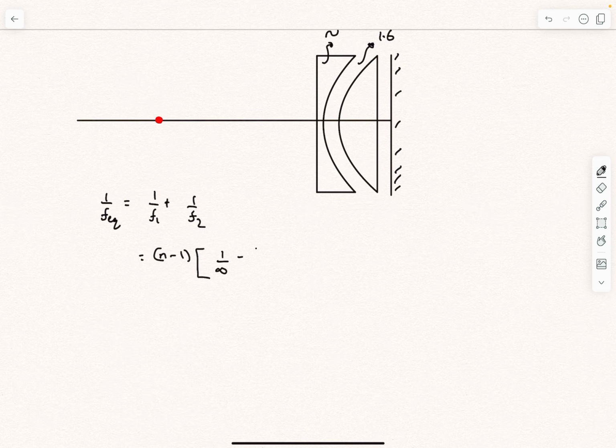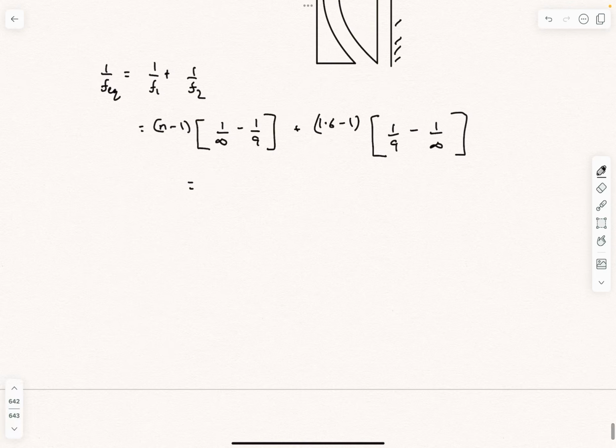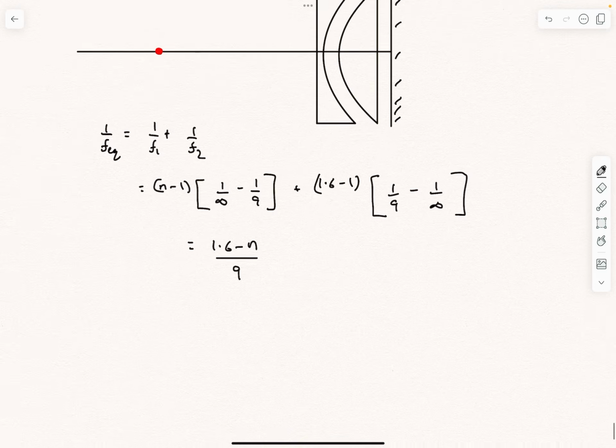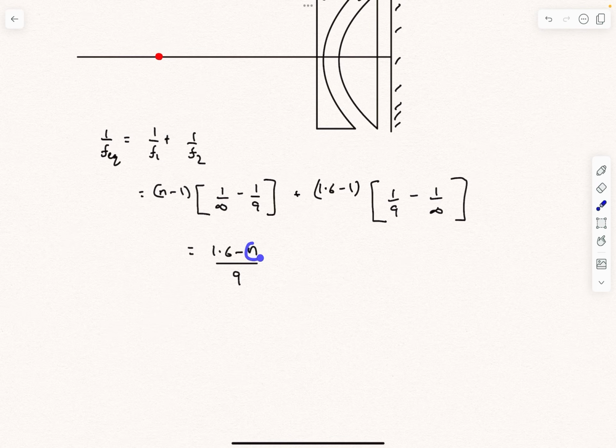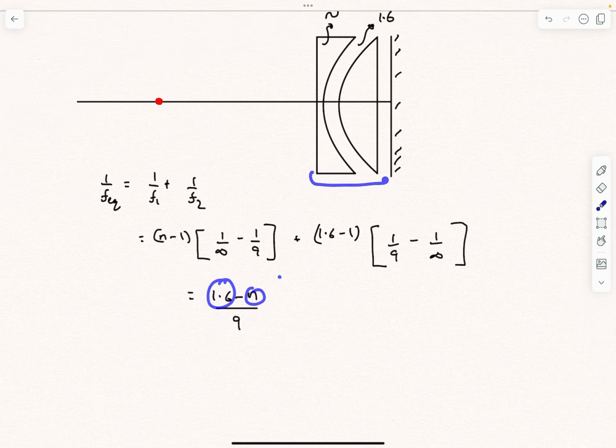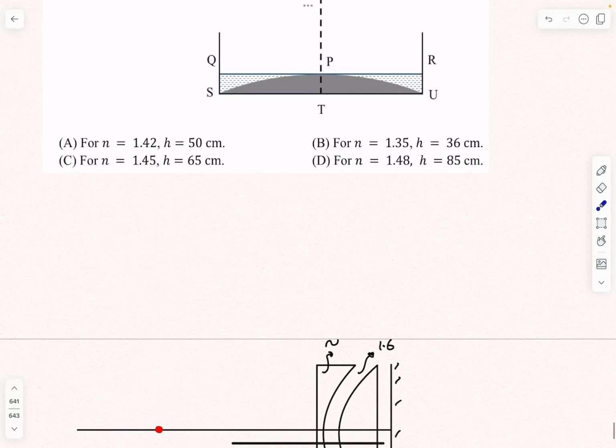So the second radius of curvature is plus 9. And similarly 1 upon f2 will be 1.6 minus 1. The first radius of curvature is 1 by 9 and the second is, so this after solving turns out to be 1.6 minus n divided by 9. So as long as the refractive index of the liquid is less than 1.6, the equivalent lens is a converging lens. Okay, in all the options the value of n is given to be less than 1.6.